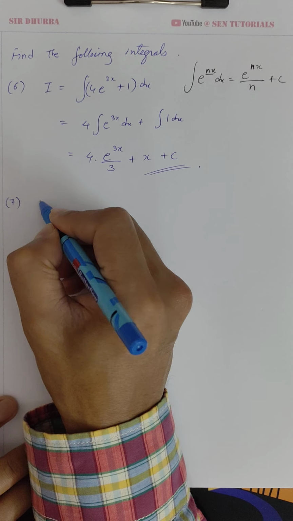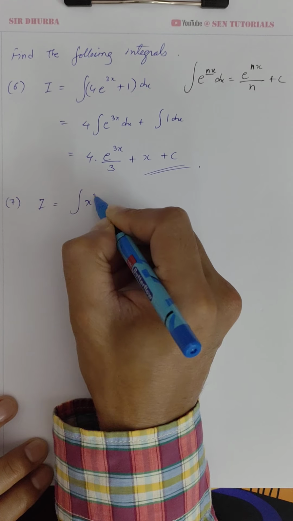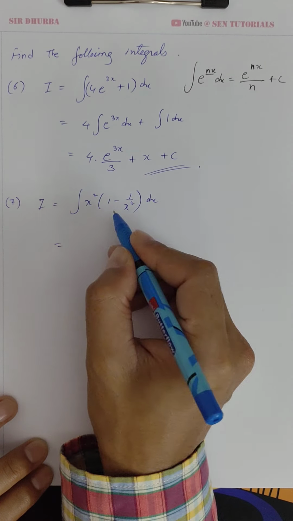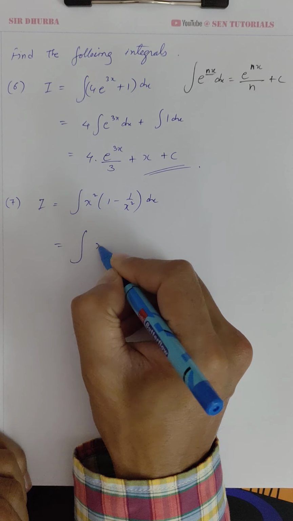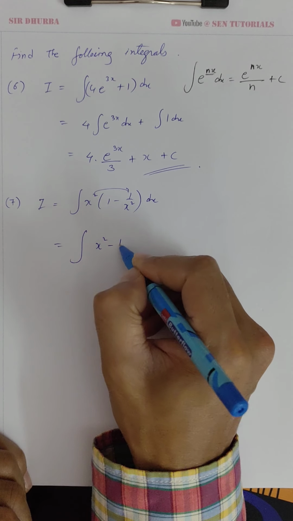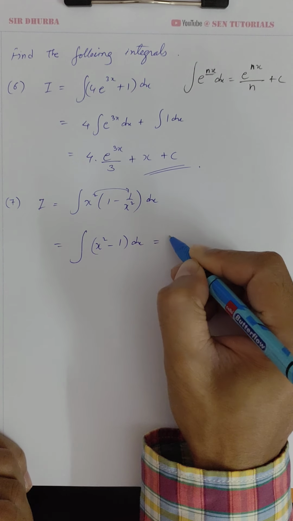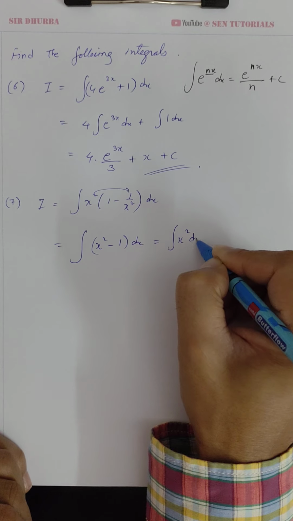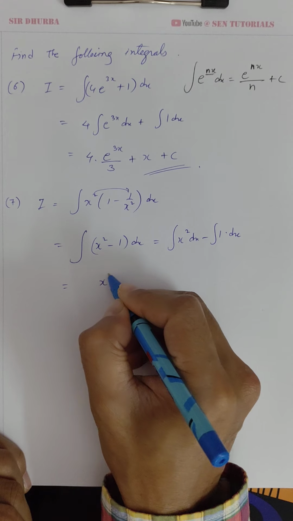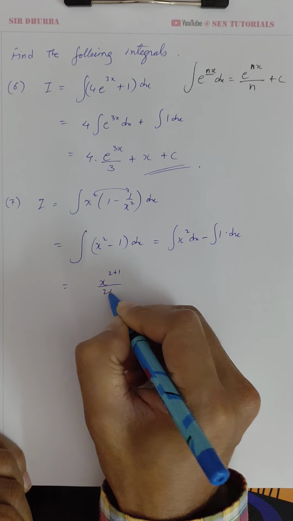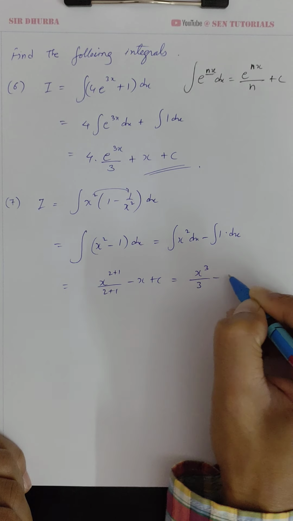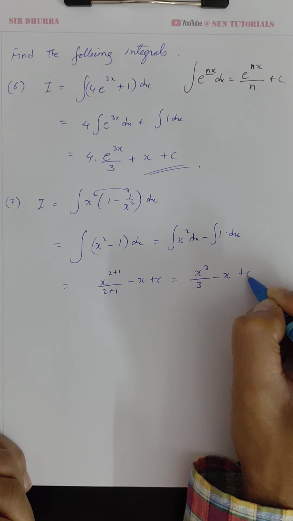7. I equal to integration of x square into 1 minus 1 by x square with respect to x. So better to multiply x square with the bracket. If you multiply this and this, x is cancelled, we'll have x square minus 1. Now we can do it directly, but let us just do it stepwise. So integration of x square is x to the power 2 plus 1 by 2 plus 1, minus x plus c, that is x cube by 3 minus x plus c.